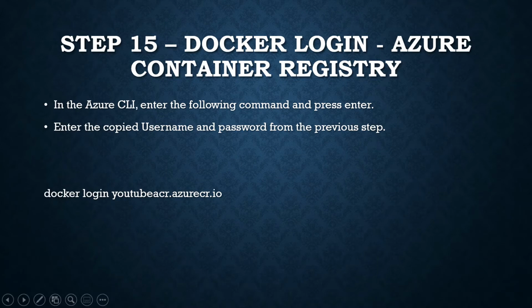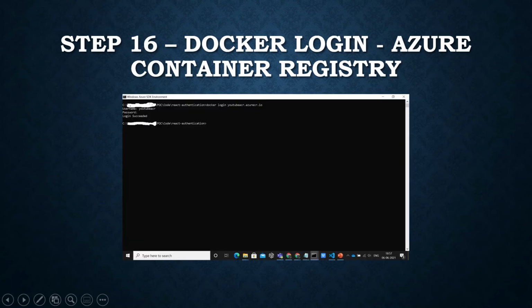And then you need to log into Docker and refer to the Azure Container Registry. For that, use the following command, docker login with your Azure Container Registry, registry.azurecr.io, with the username and password which you have copied in the previous step. If you have succeeded, you should see this screen with a login succeeded message.